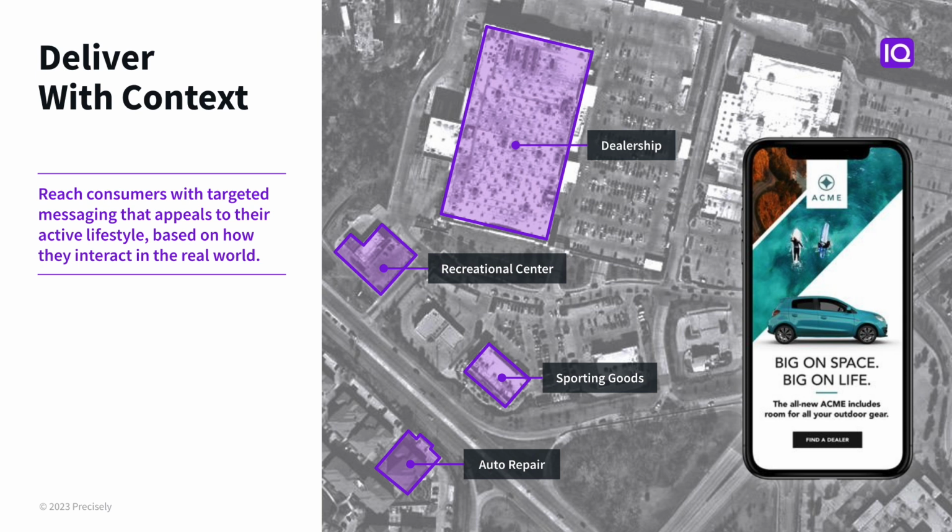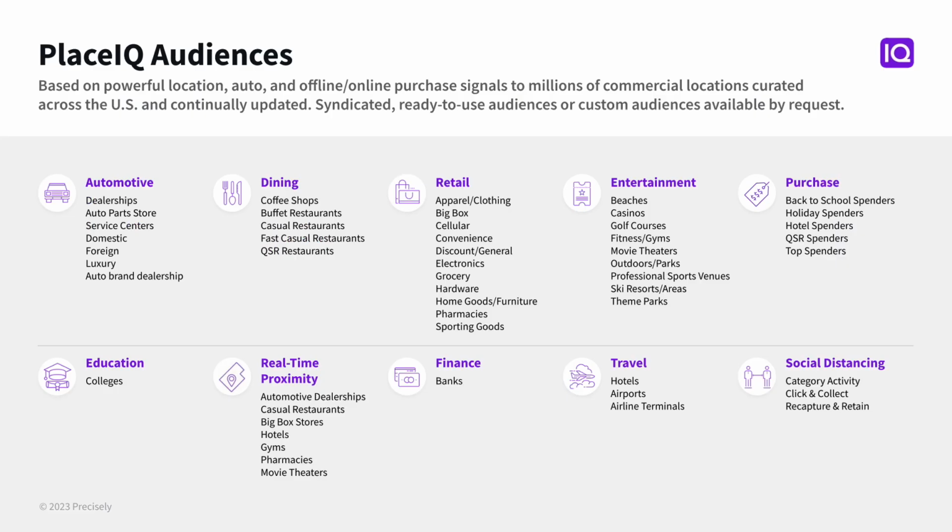By understanding that someone's visited a car dealership or a sporting goods store, a rec center, or an auto repair shop, marketers can accurately deduce what types of interests this consumer might have, and then use those to effectively deliver a message with the proper context.